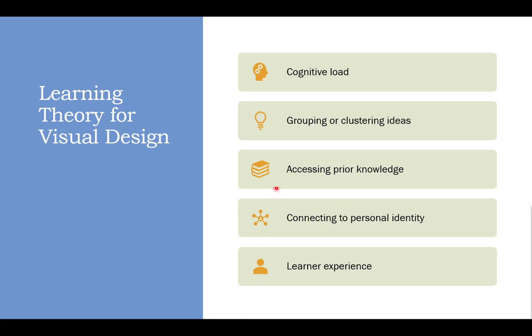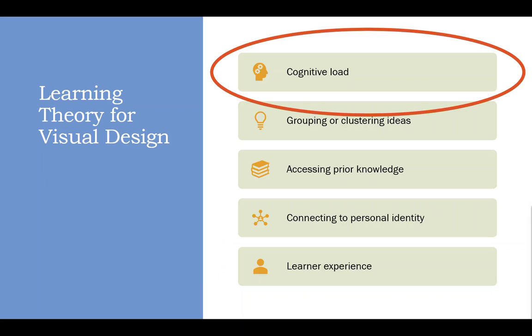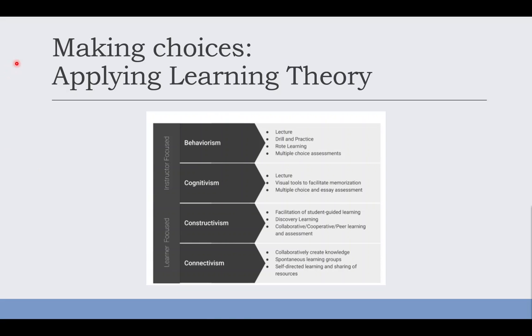And so these are some I'm going to briefly cover, although this first one, cognitive load, I'm going to talk about in a little bit more detail because it might be a new idea to some of you. So again, we're talking about making choices through applying learning theory. And you read about different types of learning theory. They're not right or wrong. They each just present a different perspective on what it means to learn.